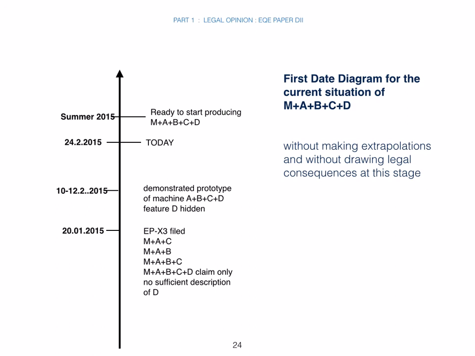Here are the dates in date perspective. 20th of January 2015, EPX3 is a first filing of M plus A plus B plus C plus D, and it's the only filing, and it files the claim only, and there is no sufficient description for D. 10th to 12th of February 2015, the prototype of machine A plus B plus C plus D was publicly demonstrated, but feature D was hidden.